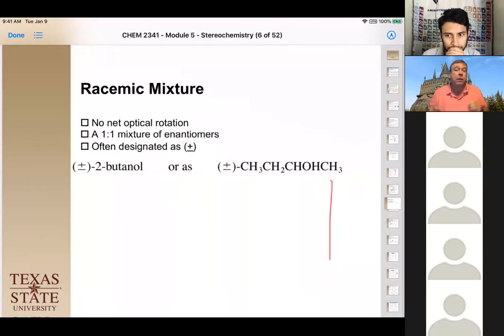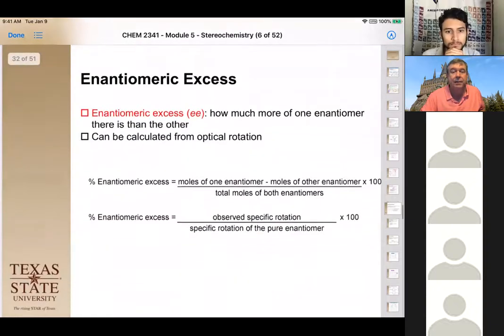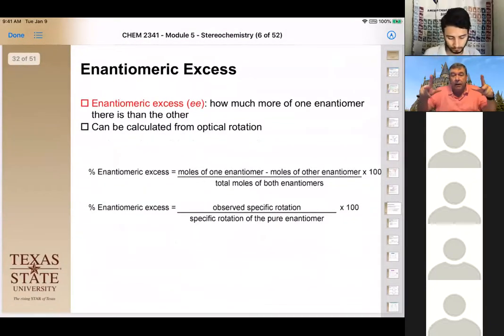What if we don't have equal parts? Well, then the one that you have more of is going to be rotating more of the light in that direction, and only part of it's going to be canceled out. So we have to have a definition for that, and we do. And that's called enantiomeric excess. Remember that a pair of chiral compounds are enantiomers.